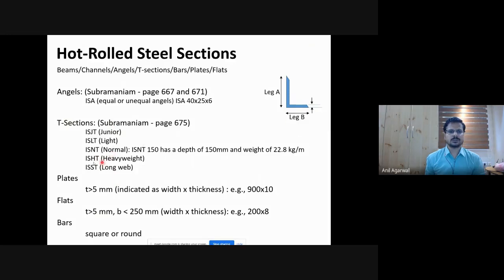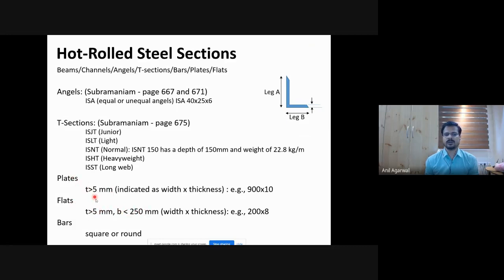Then there are some variations of this one, and then there are plates, flats, and bars, which are basically the simplest geometries. Plates are called plates if the thickness is more than 5 mm. Sorry, that is a mistake here. Plate should have a thickness of more than 5 mm. And if it is a flat, the thickness should be more than 5 mm, but the width should be less than 250. If the width is more than 250, then it is called a plate.